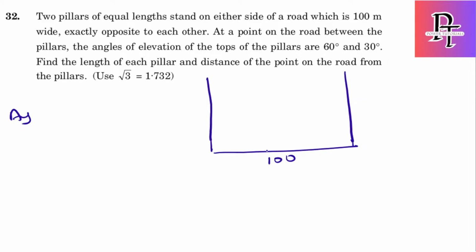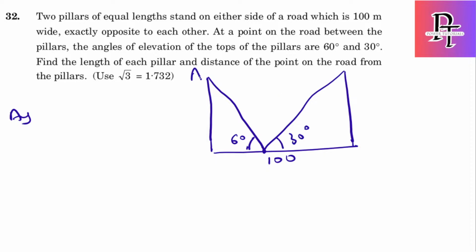At a point on the road, let's assume this is the point here. The angles of elevation of the top of the pillars are 60 and 30. As this one is closer, this angle will be higher. So this will be 60 and this will be 30. The farther the distance, the smaller the angle.